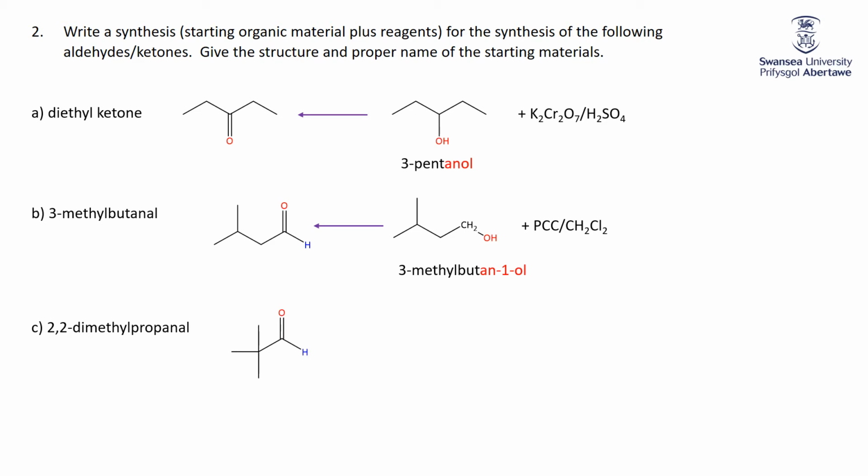2,2-dimethylpropanal, again it's an aldehyde. Let us just replace the aldehyde group with the primary alcohol group, as you see there. So 2,2-dimethylpropan-1-ol goes to 2,2-dimethylpropanal, excuse me. Again, in order to do a primary alcohol to an aldehyde, we have to use the gentler oxidizing conditions of PCC in an anhydrous solvent.